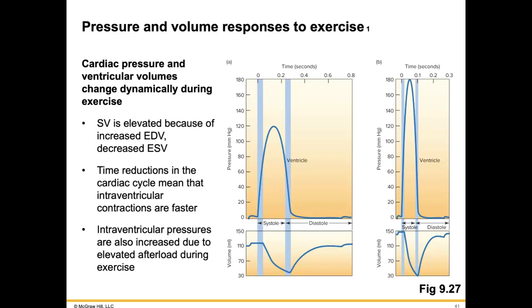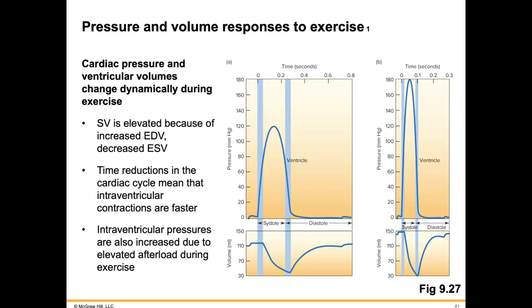And our cardiac pressure and ventricular volumes are going to change dramatically during exercise. Our stroke volume is elevated because of that increased end diastolic volume or preload, and we see a decrease in end systolic volume. That end systolic volume is referring to the volume of blood in the left or right ventricle at the end of the systolic ejection phase, immediately before we begin diastole, or when we start filling up the ventricles.